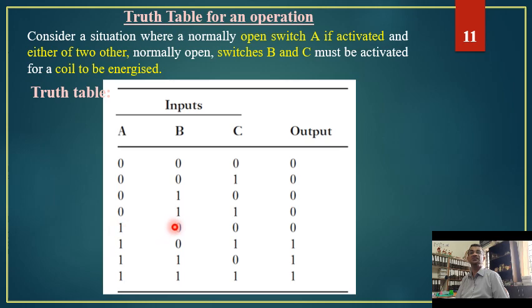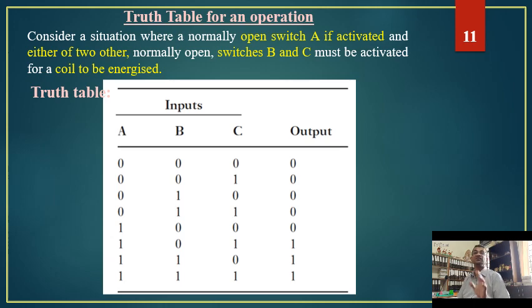Here A is energized, but the second condition is not satisfied, that is, any one of the two or both of them are not energized. So that is why the output is 0. Now in conditions 6, 7 and 8, note that A is energized, so the first condition is satisfied, A is on. Here any one of the two is activated: in this case C, in this case B, in this case both B and C. That is why the output is available, the coil is energized.